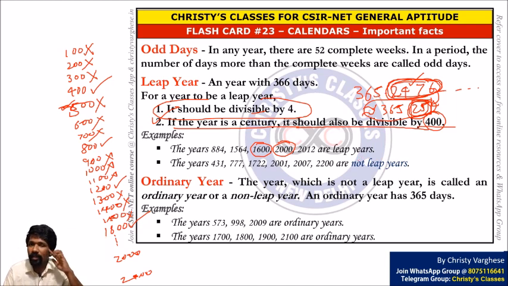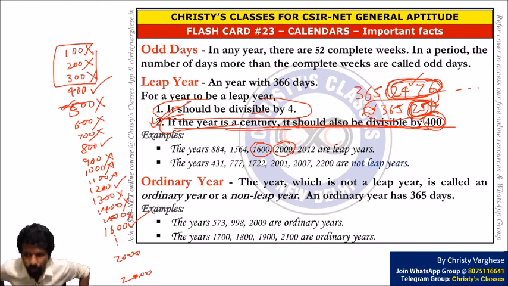In every 400 years, the 1st, 2nd and 3rd centuries we are skipping. That is why the second criterion. Once you understand the criterion, you can learn it mathematically: if it is a century, you should check whether it is divisible by 400. If it is a non-century, you just have to check divisibility by 4 only. So that is about leap years.